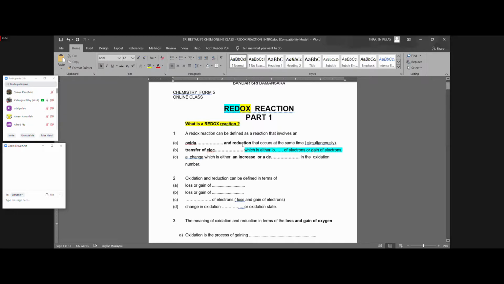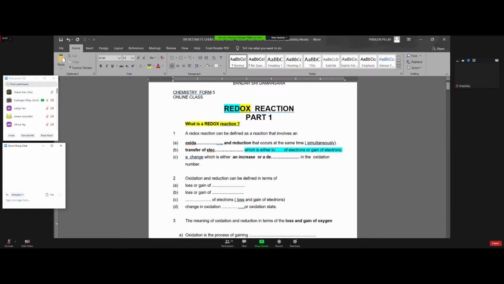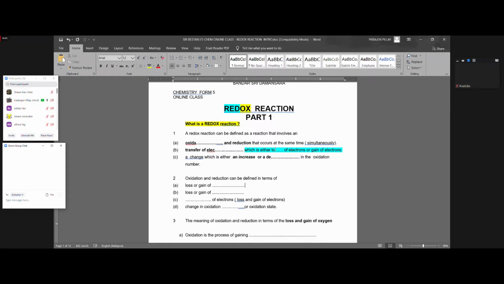Okay. B, you just write the answer, but this one I do next lesson on Thursday. The second part of redox involves transfer of electrons. This one we do next lesson. Transfer of electrons, which involves either a loss of electron, or gain of electron. This one I'm not going to touch today because we have other things to do today. And then the third one also, next lesson, a change which is either an increase or a decrease in the oxidation number.